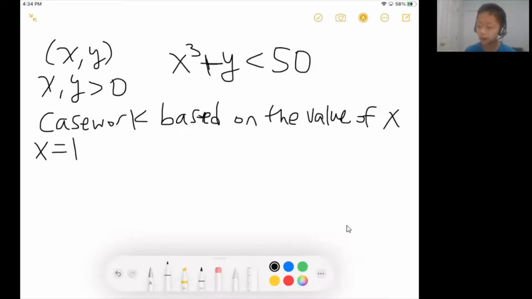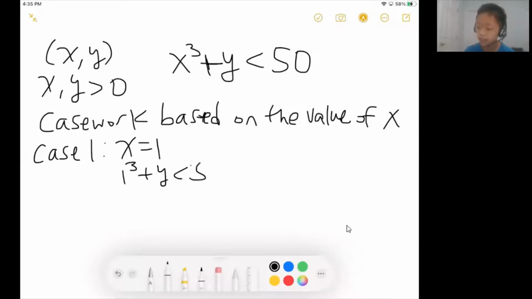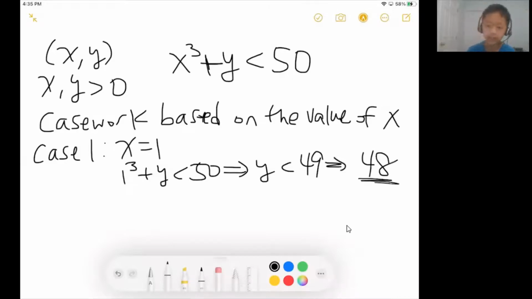So case 1 is when x is equal to 1. In this case, you have 1 cubed plus y is less than 50. So y is less than 49, and this gives us 48 possible values of y. Here y is less than 49 and y has to be positive. So that's our first case.